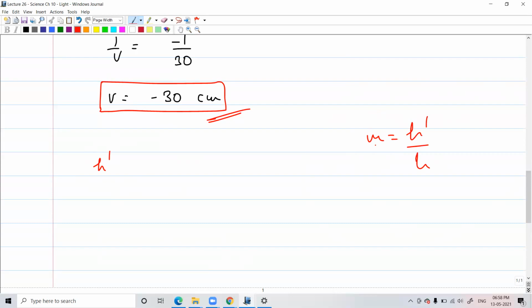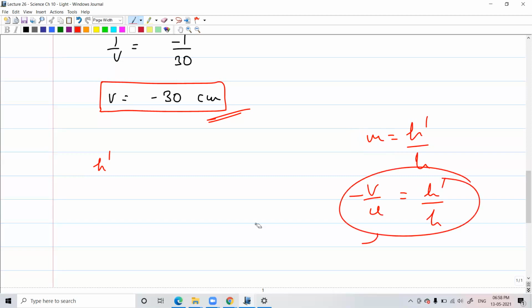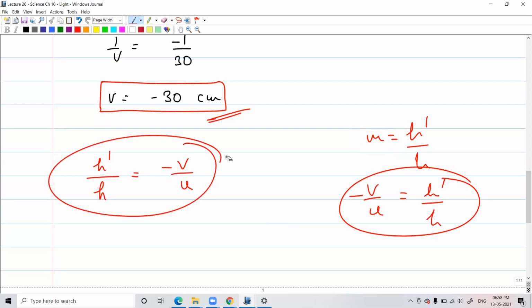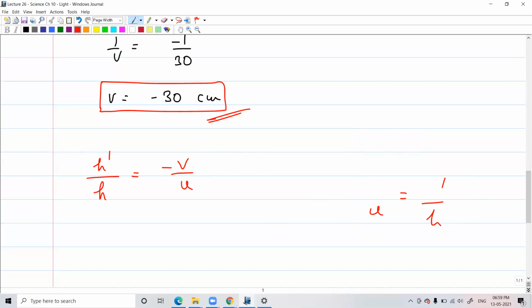So instead of writing M, I can write it as minus of V by U is equal to H dash by H, which is what I will write like this over here. H dash by H is equal to minus V by U. We have written this formula in the previous class also, right? Yes, sir. Okay, so that's what you will use here directly. This is also magnification, this is also magnification. Both are same. That's why I'm making them equal, because this one I know already, minus V by U. And H also I know. Only thing missing is H dash. So we can very easily find out. Okay. So what is H dash? It will be minus of V by U into H. I'm sending this H to the right hand side.